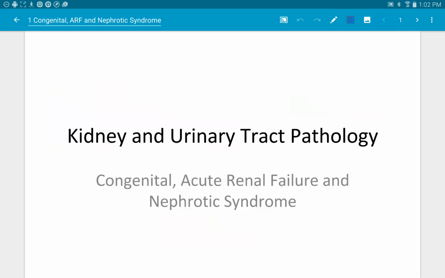Okay, let's just dive in. Any questions on any of those three? Any of those parts? Pre-renal azotemia, post-renal.